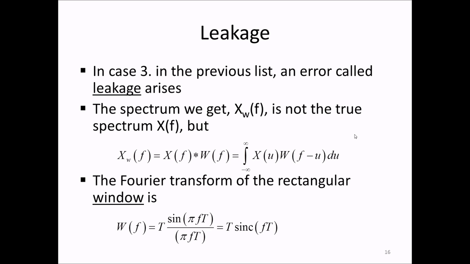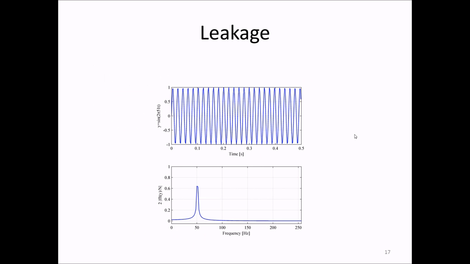If we use this rectangular window, then the function W of f, the Fourier transform of the window time function, is typically a sin x over x. The leakage effect you can see here. If you take a sine which does not have an integer number of periods in the measurement time, this leads to leakage, which is seen here by a peak which is lower than what it should be, a factor of one. The energy that is lacking here has leaked out to adjacent frequencies, hence the name of the phenomenon.